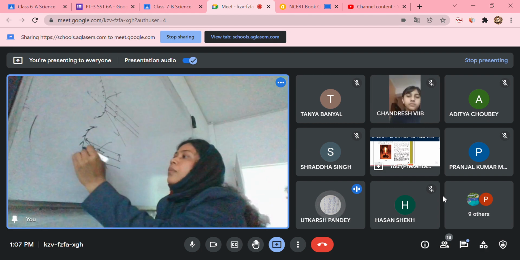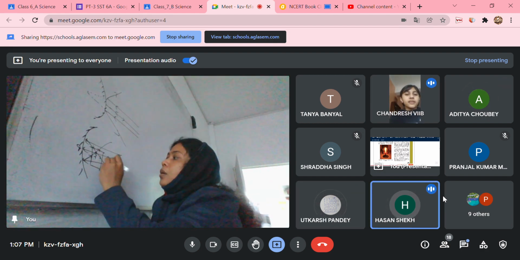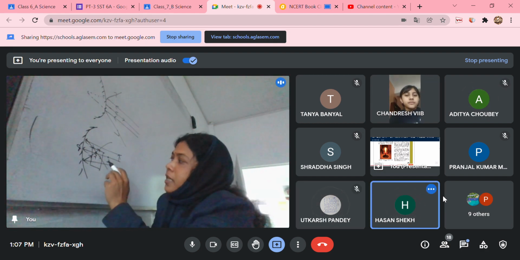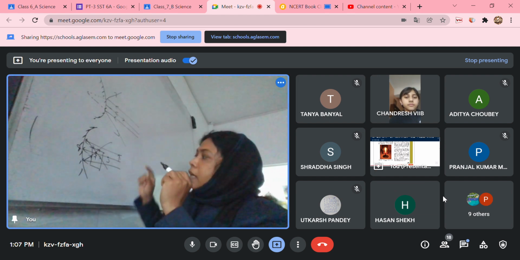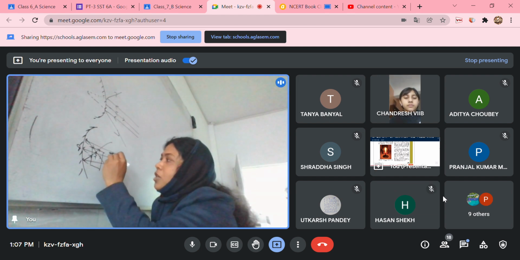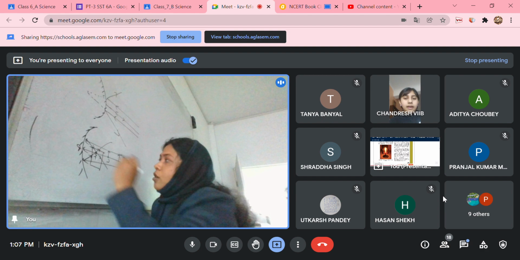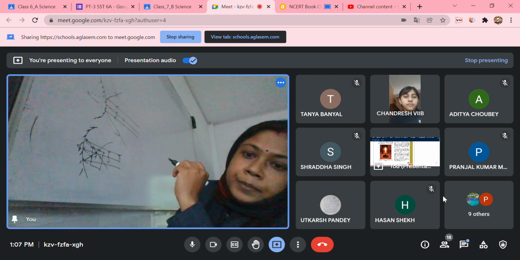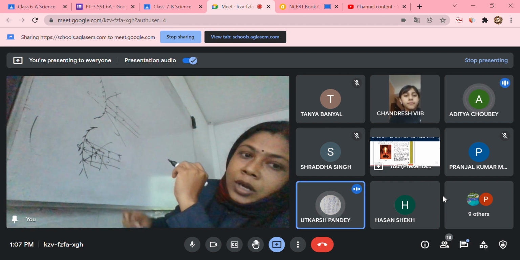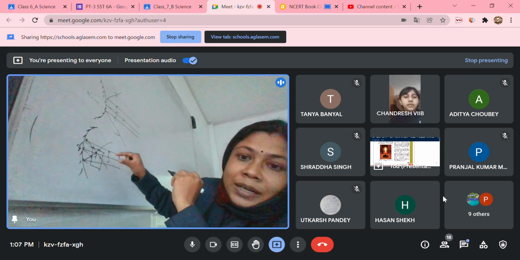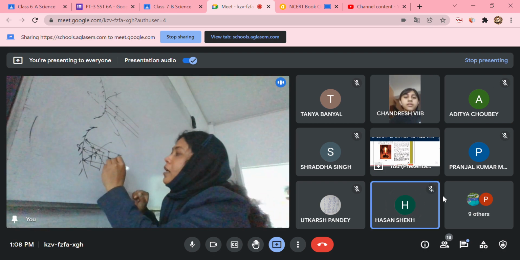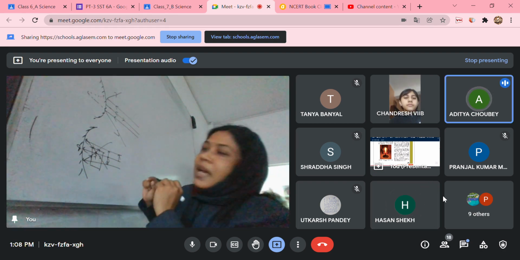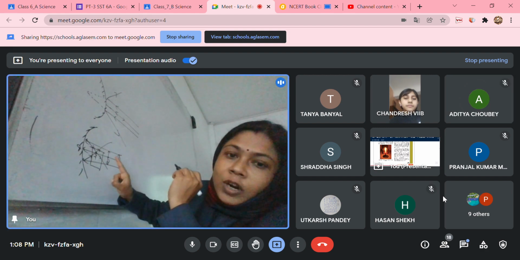Between focus and center of curvature. Very good. Next, if we keep the object on the center of curvature, where will the image form? On the center of curvature only, on the screen. It will be inverted, and it will have the same size. Same size, inverted, real image.